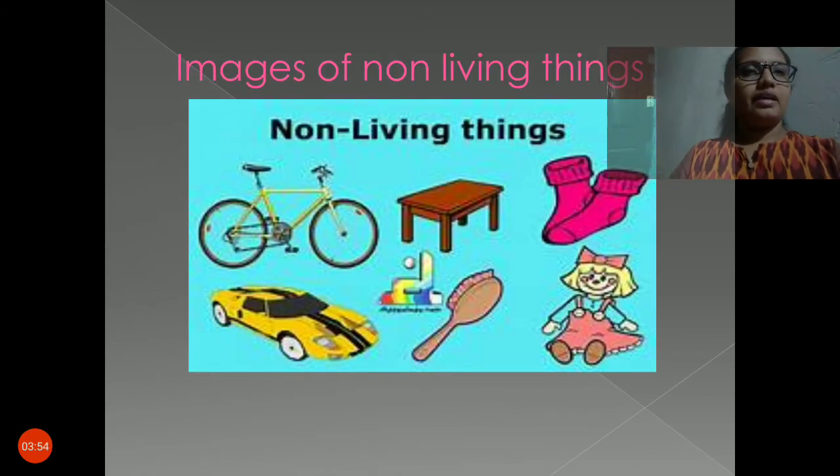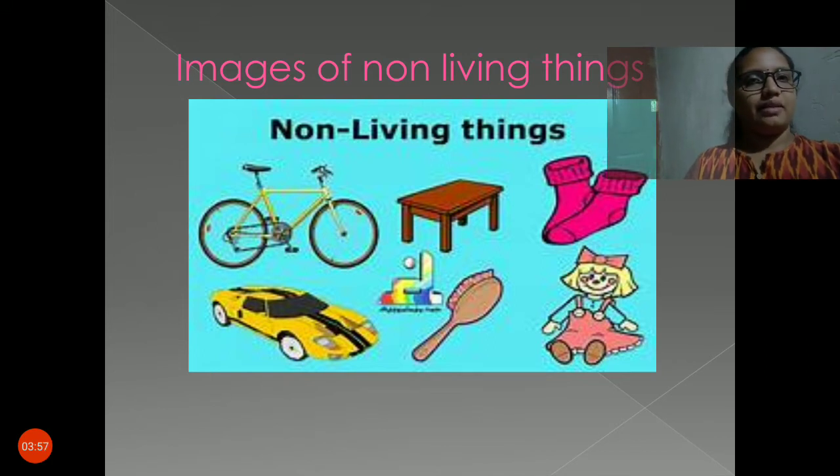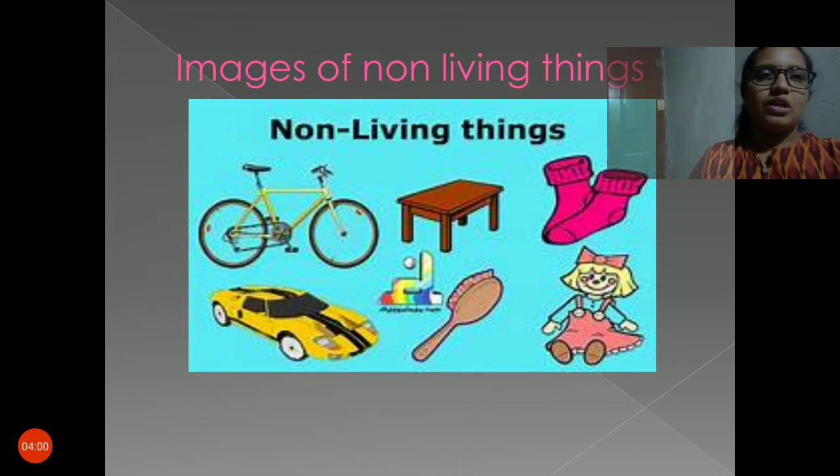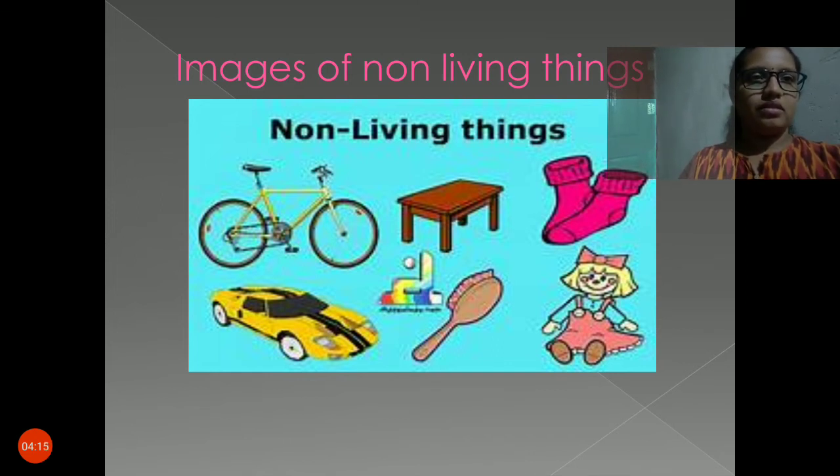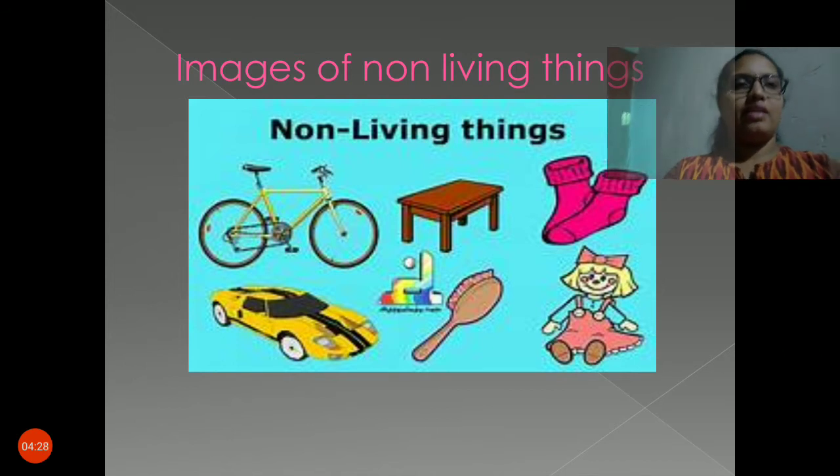Okay, the same thing I have shown in a picture. You can observe bicycle, table, socks, the socks you wear for school, car, your toys, combing brush, many things around you. Think, children, can these move without your help? No, correct. These things cannot move on their own. These things do not have a life. These are called non-living things.